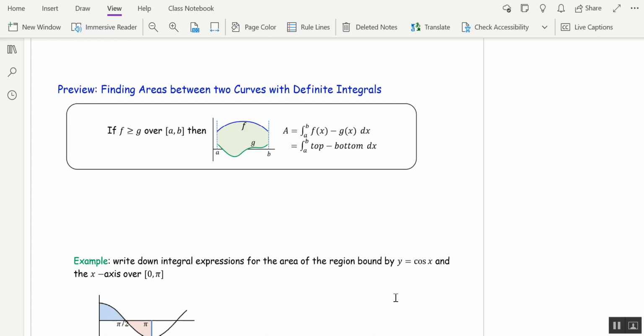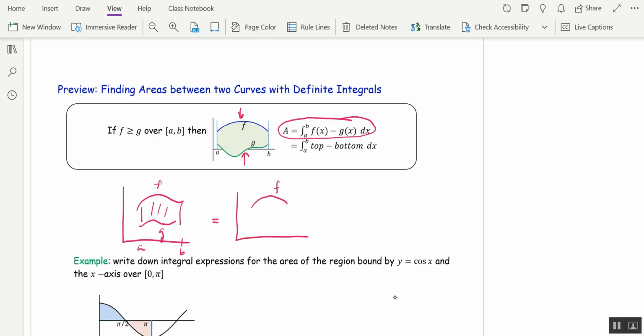So if you want the area bound by f and g, and f is on top and g is below from a to b, you just evaluate this integral, the integral from a to b of f minus g dx. And here's why. Let me make a simpler picture. Suppose this is f and this is g, here's a, here's b. I want this area here. Well, that area is going to be the area under f from a to b, all of that, minus the area underneath g from a to b. That's how you get this formula for area between two curves.